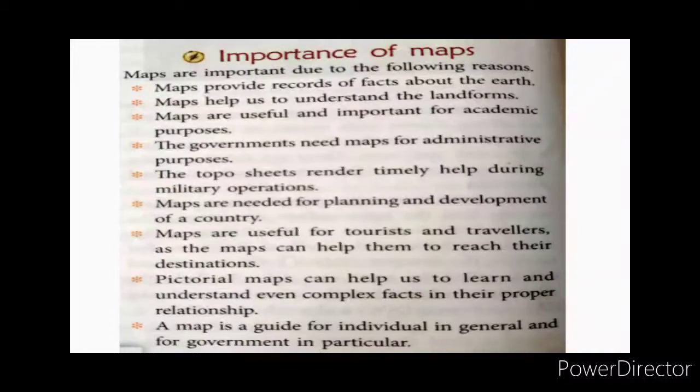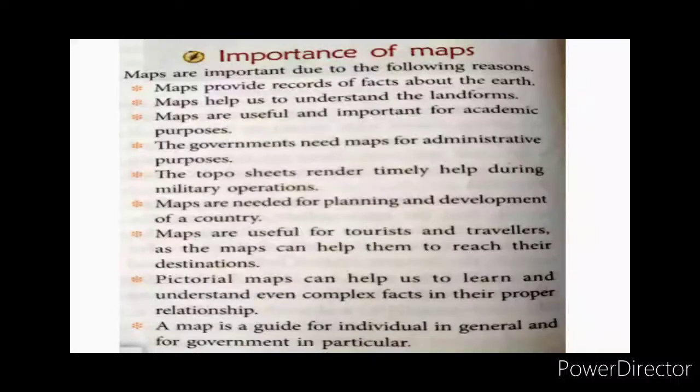It gives you records and information. Helps us to understand the landform. Landforms meaning whether it is a plain land, hilly land, sloping land, etc. Then maps are useful and important for academic purposes, for studying. Then the governments need maps for administrative purposes, so they mostly need cadastral maps, so that they know where houses are, where a particular office is, where a particular police station is.